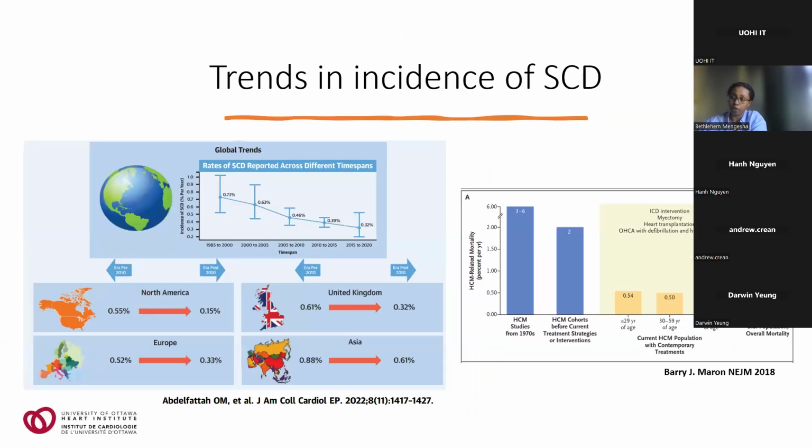This is the last slide showing the global trends throughout different continents before and after the year of 2010, where you can see the global trend of sudden cardiac death gradually dropping, especially after the year 2010. On the right, we see the rate of HCM-related mortality in the US, also gradually dropping throughout the years, and the rate becoming comparable to the risk of the general population. So this is to show that we are on the right path.